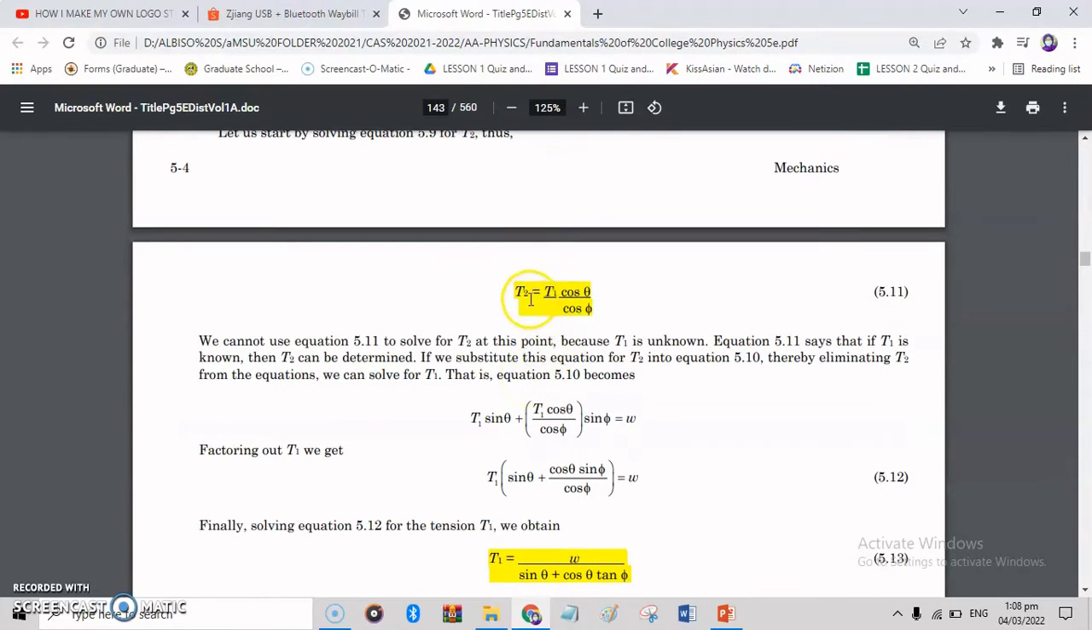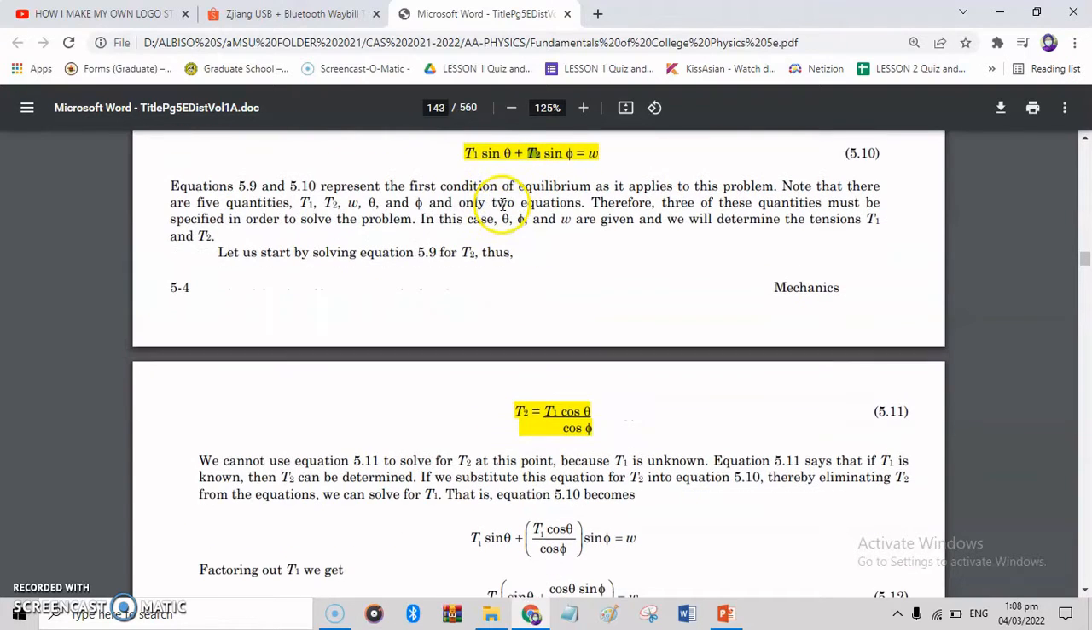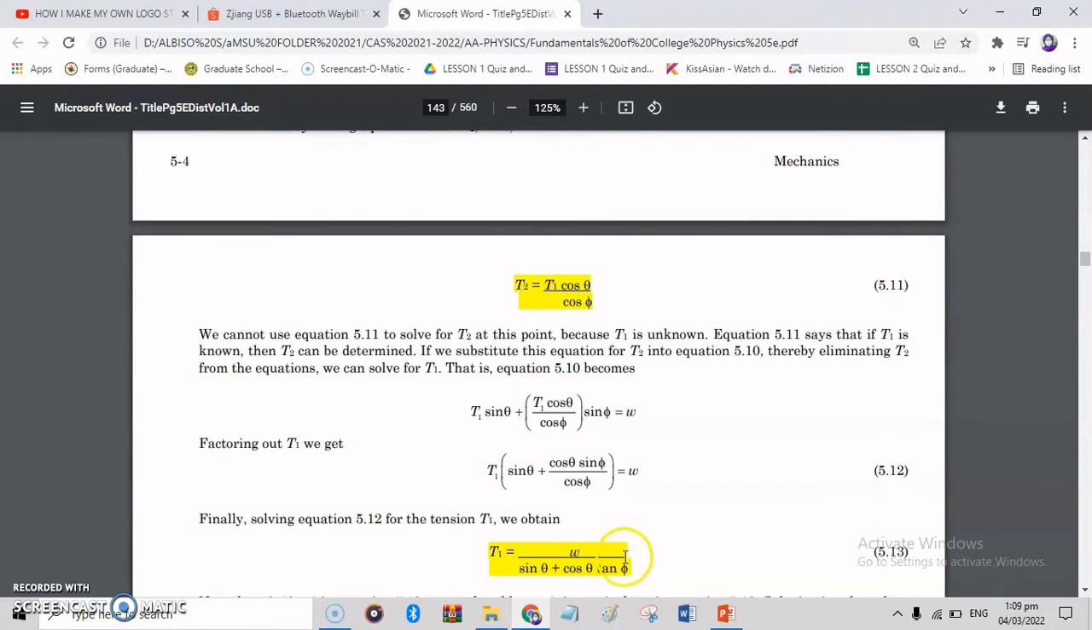Now, pag insert niya, ito na siya. Okay? T1 sin theta, okay, tama. Plus, yung T2 na value, T2, okay. Stay mo lang yung sin phi. Ayan siya, sin phi. And then, in-insert mo itong T1 cosine theta over cosine phi equals W. Now you have your equation factoring out the T1, okay? Makukuha mo na ang value ni T1.